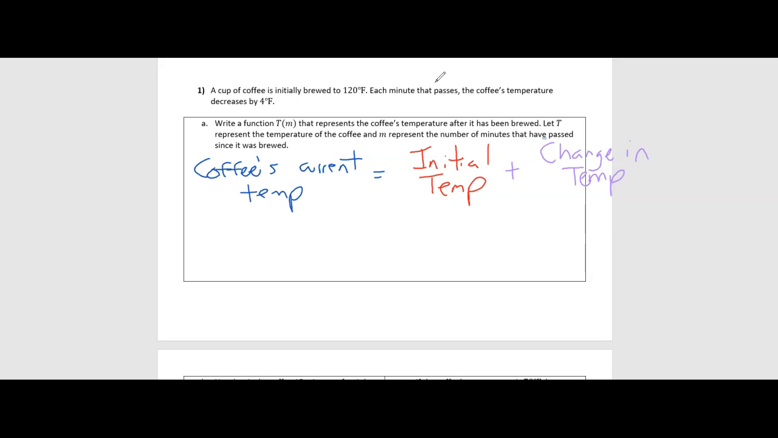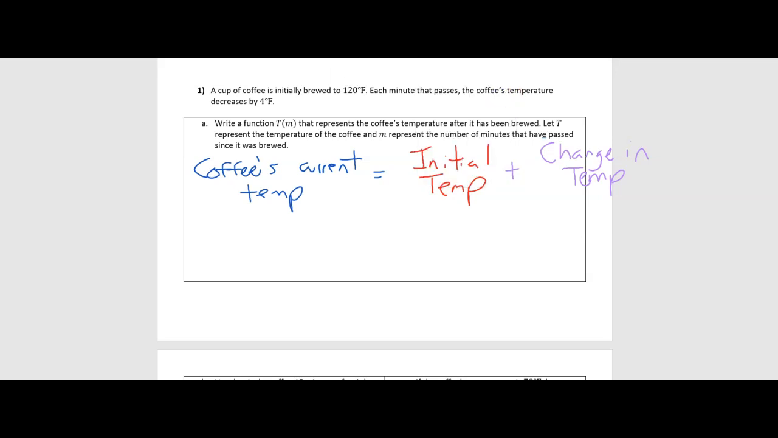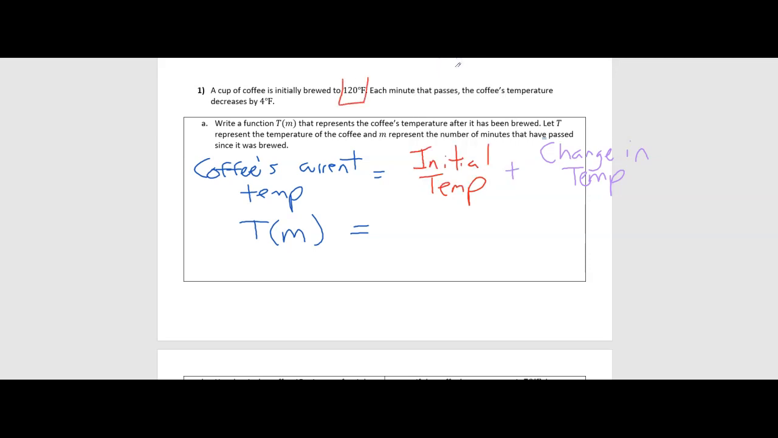words. Well, the coffee's current temperature, we don't necessarily know what that means, right? Because that is dependent on how many minutes have passed. So that is going to be our T of M. The temperature depends on how many minutes have passed since it has been brewed. We do know what the initial temperature is. It told us that was 120 degrees Fahrenheit.